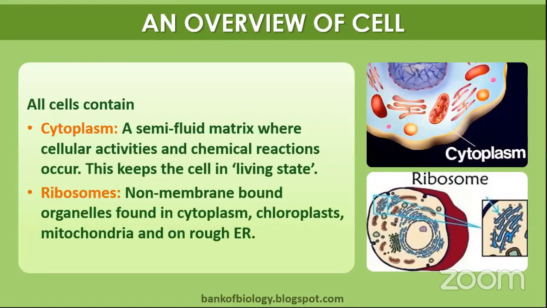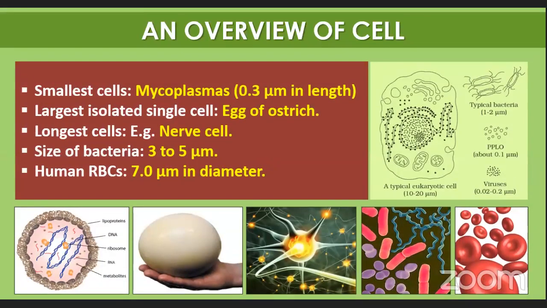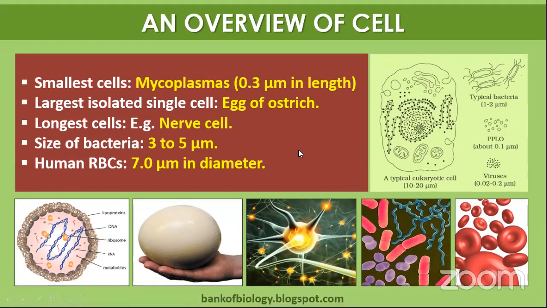Then ribosomes. These are non-membrane bound organelles found in the cytoplasm, chloroplasts, mitochondria, and on rough endoplasmic reticulum. So the smallest cells here are the mycoplasmas. The largest cell is the egg of ostrich. The longest cell is the nerve cell, and the size of the bacteria is 3 to 5 μm. Human RBCs are 7 μm in diameter. Go to the next slide.